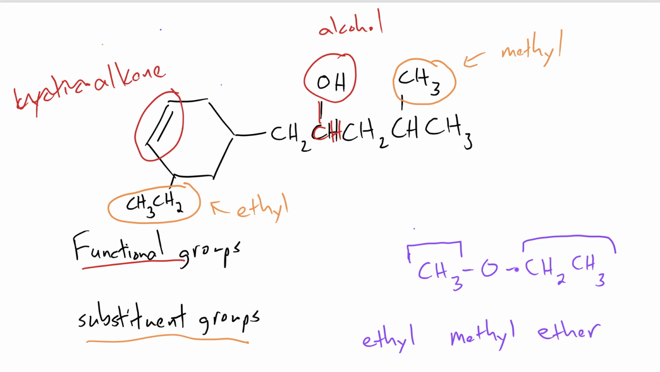We're only going to be looking at very simple ethers in this class, and we can get away with this type of nomenclature for each one. So ethyl, methyl, ether would be the proper name for this particular compound. I would not necessarily call methyl and ethyl down here substituent groups. It's more like R groups.